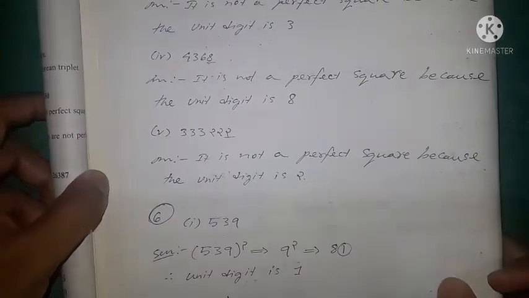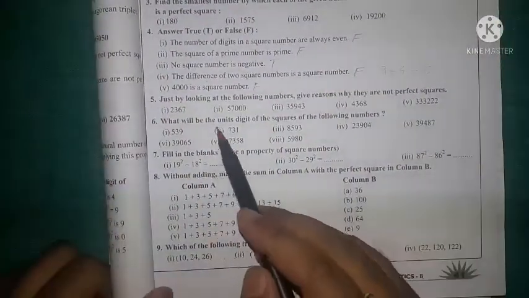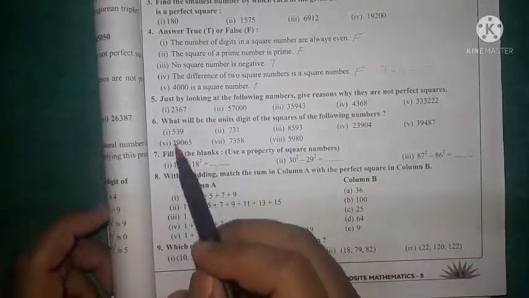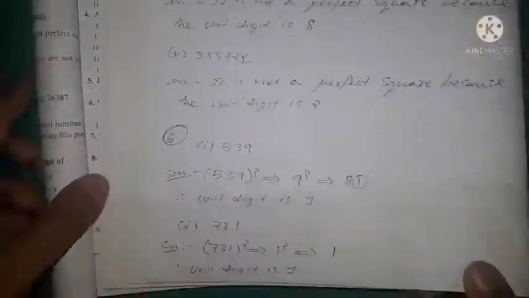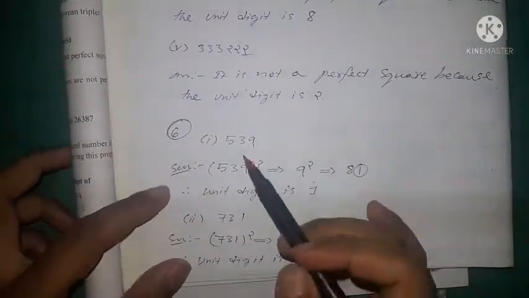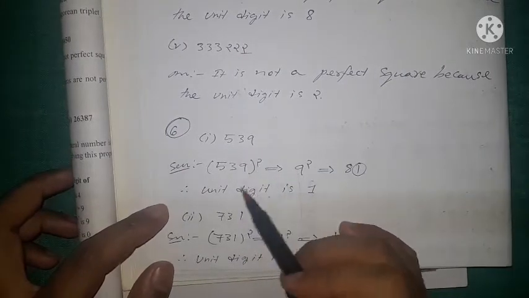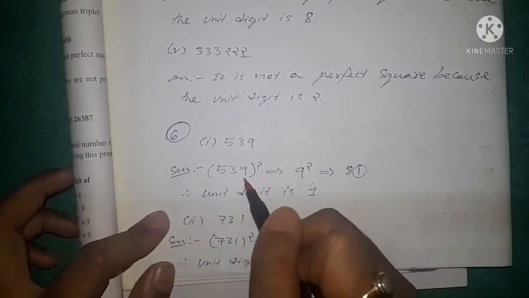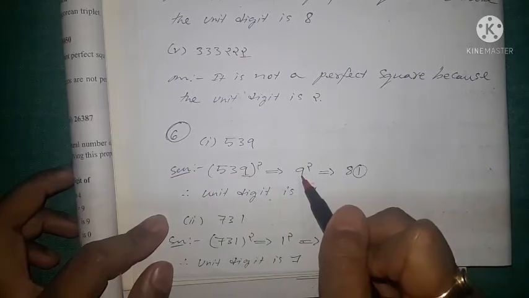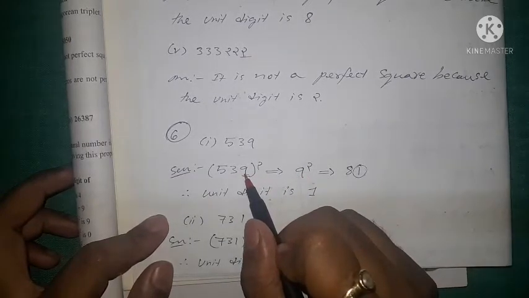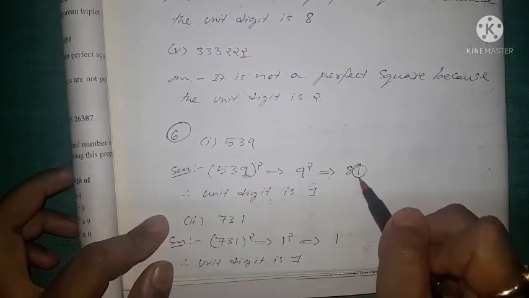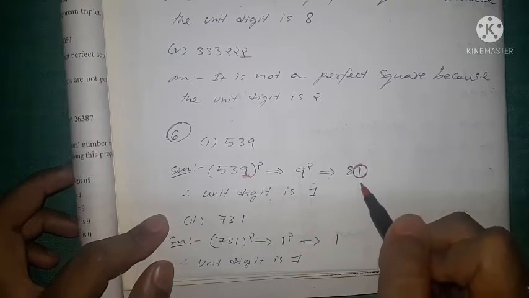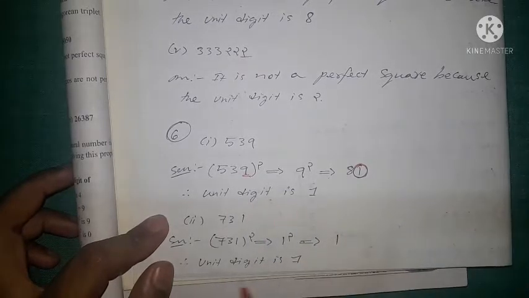So let's move to question number 6. What will be the unit digit of the squares of the following numbers? If we square the following numbers, what will be the unit digit? Suppose the first one, 539. For the unit digit, we square 9, because the unit digit is 9, and 9 squared is 81. So the unit digit of the final answer is 1.